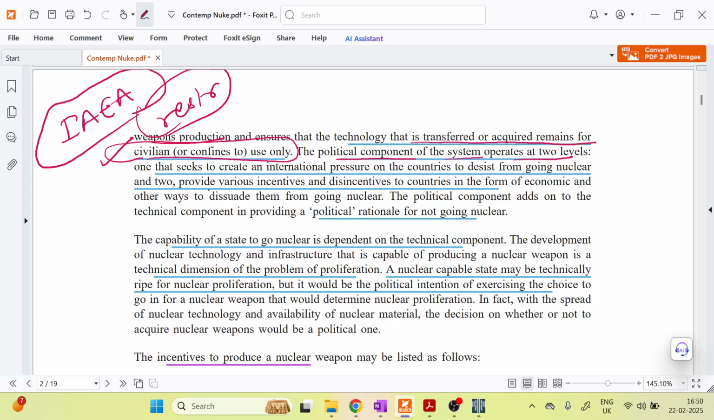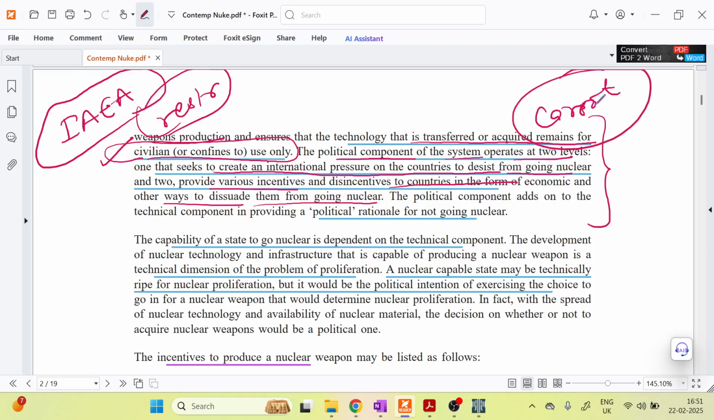It operates at two levels. First, it seeks to create international pressure on the country to desist from going nuclear. And second, it provides various incentives and disincentives to countries, in economic and other forms, to dissuade them from going nuclear. I don't think this needs further explanation. This is a carrot and stick policy by which, at the political, international, bilateral and multilateral level, all the countries that are seeking nuclear status should be dissuaded from that status unless their demands are genuine.